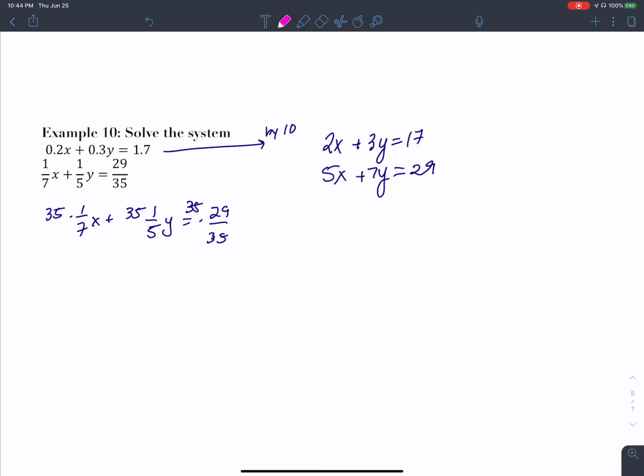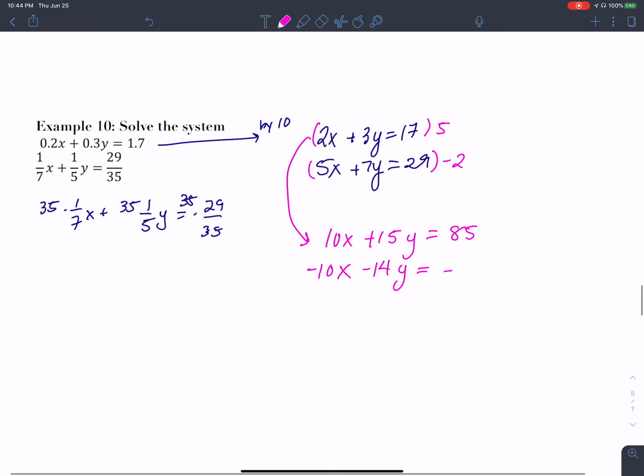Now, when we solve this, we've got to have the same number but opposite sign. So 10 is going to be the easiest here. Let's multiply the top by 5, the bottom by -2. So we're going to get 10x plus 15y equals 85. And then negative 10x minus 14y equals negative 58.